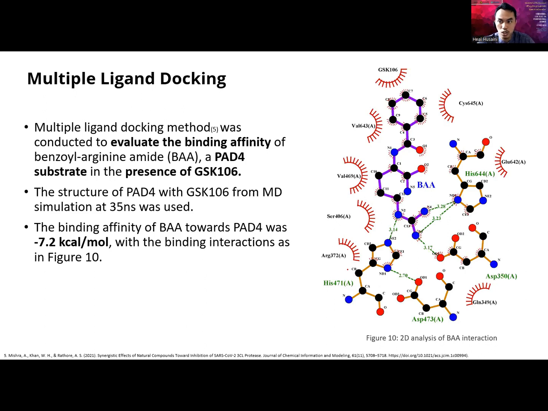After that, since we saw this dislocation, we wanted to investigate the binding affinity of the BAA substrate towards PAD4 in the presence of GSK106. This structure was taken from the MD simulation at 35 nanoseconds, and the binding affinity recorded negative 7.2 kilocalories per mole. For the binding interaction in Figure 10, we can see that histidine 471, aspartate 473, aspartate 350, and cysteine 645, which are actually the catalytic site for the substrate, interact with the BAA.